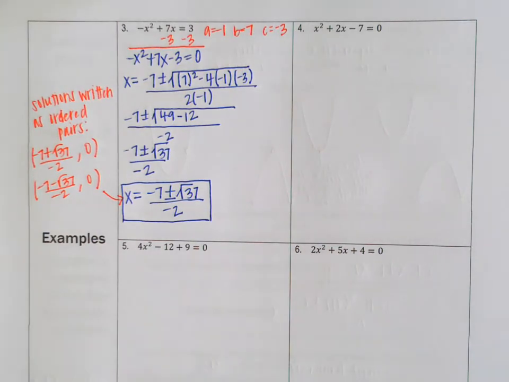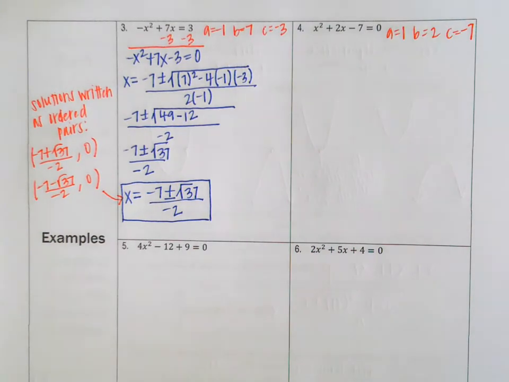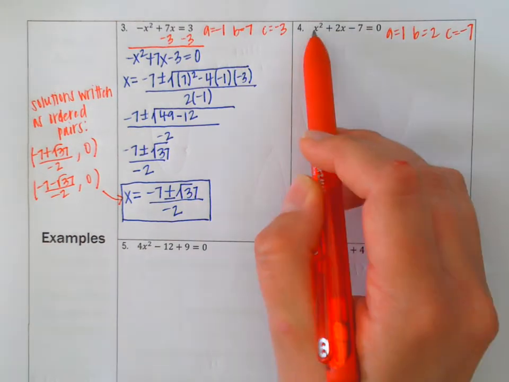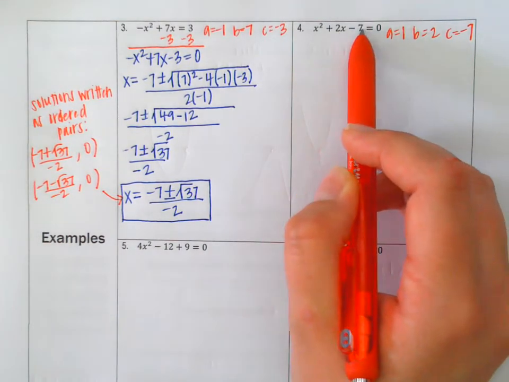Okay, so what I want you guys to do is look at number 4. I will tell you the first step is done for you. So what I want you guys to do is just pause me here and think about what's A, what's B, and what's C. Okay, so I got A is equal to 1, B is equal to 2, C is equal to -7. 1, 2, -7.